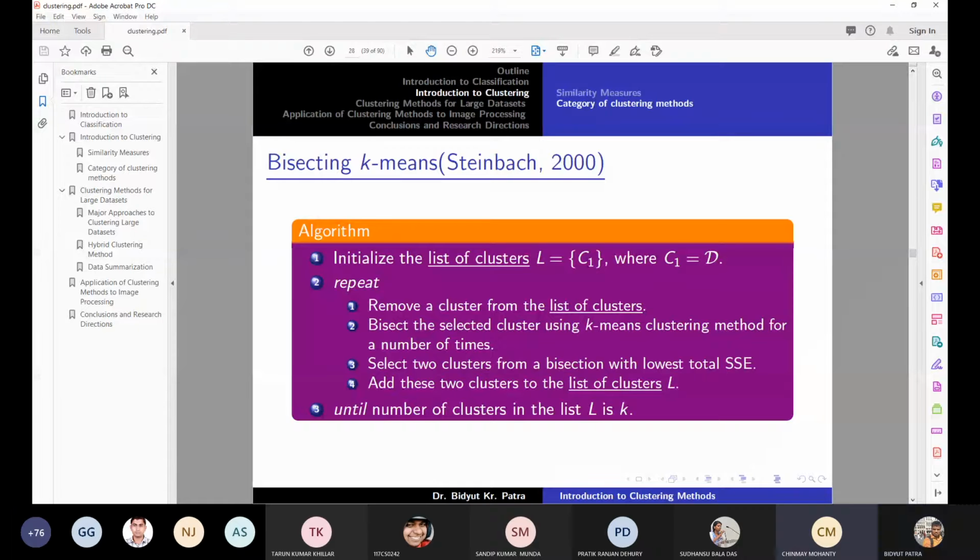So when we bisect a cluster after removing it from the list, we are taking k equal to 2 all the time. When you apply k-means clustering, k is always 2. Yes, in bisecting k-means, k is always 2 here. But the number of clusters is a different issue. The number of clusters can be anything. In k-means also the number of clusters can be 10. Here also the number of desired clusters can be 10. But each time we apply k-means clustering where k equals 2.